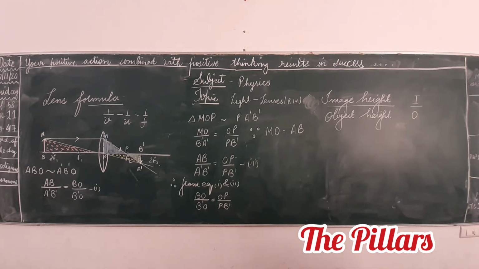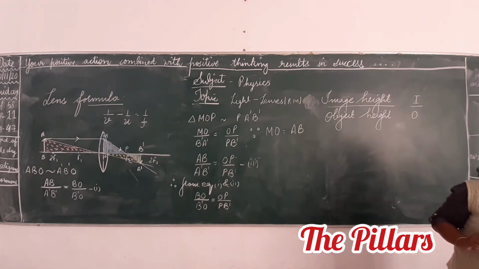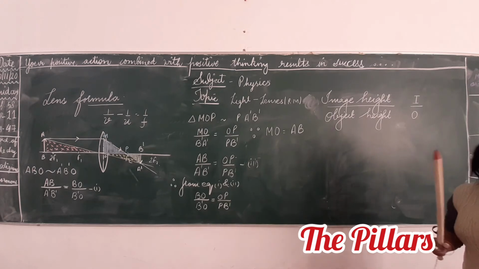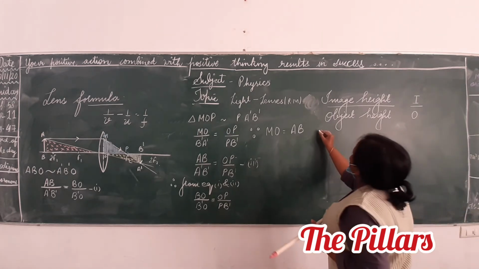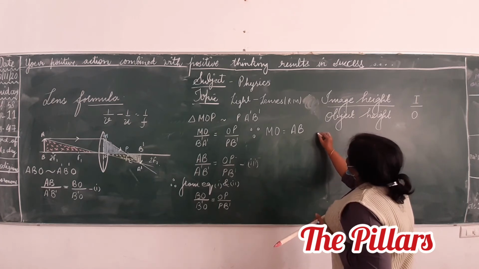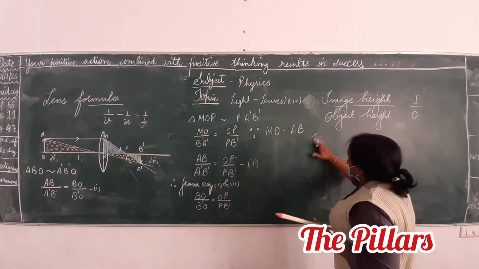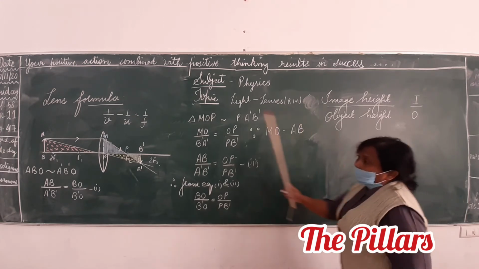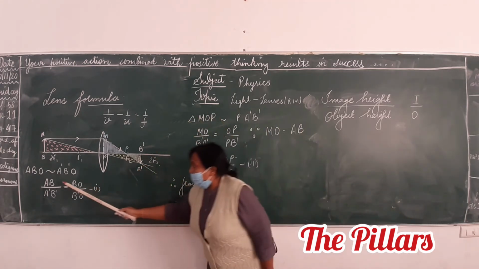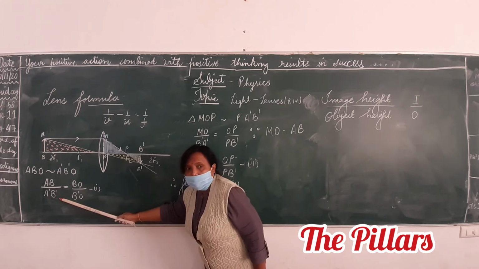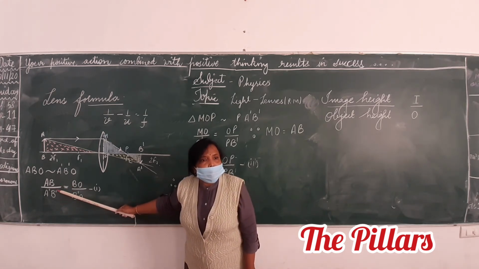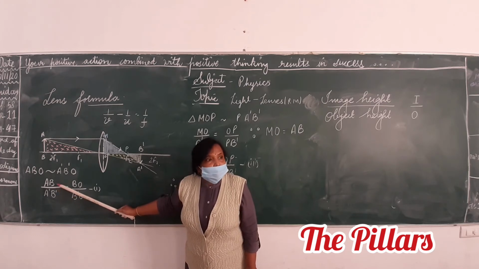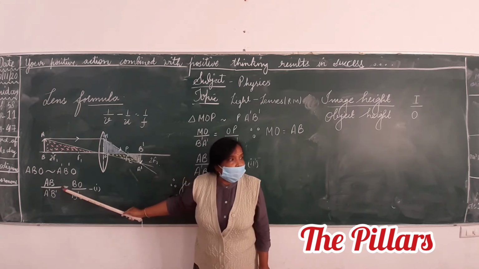This is the definition, right? Please look here, all of you. With respect to the figure you have drawn here, AB upon A dash B dash. What is AB? Height of the object. What is A dash B dash? Height of the image. Can we use this equation?